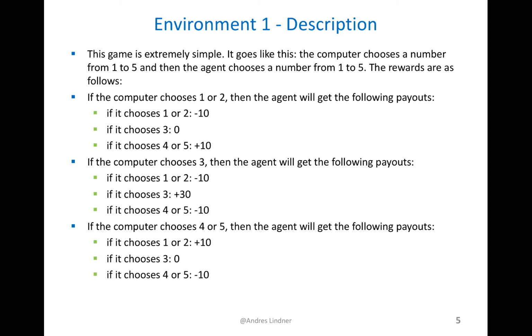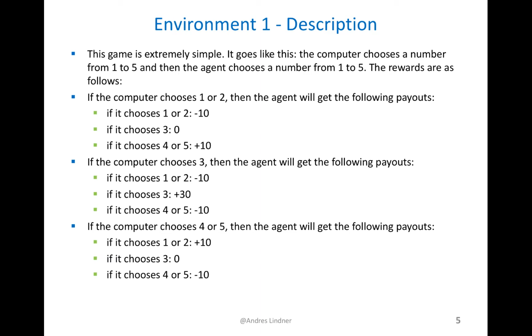The first environment is a game which is extremely simple. It goes like this: the computer chooses a number from 1 to 5, and then the agent or the player chooses a number from 1 to 5, and the rewards or the scoring goes as follows. If the computer chooses 1 or 2 and the agent chooses 1 or 2, it will get a score of -10. If it chooses 3, it will get a score of 0, and if it chooses 4 or 5, it will get a score of +10.